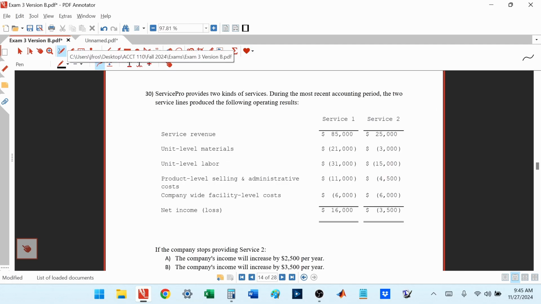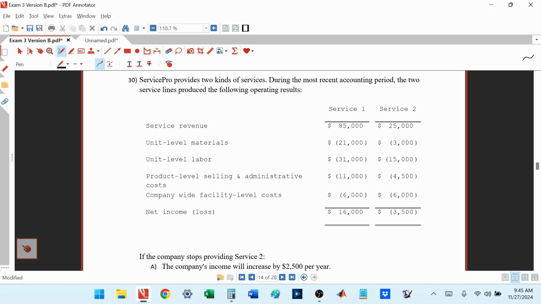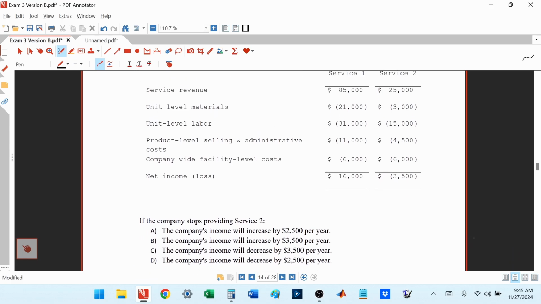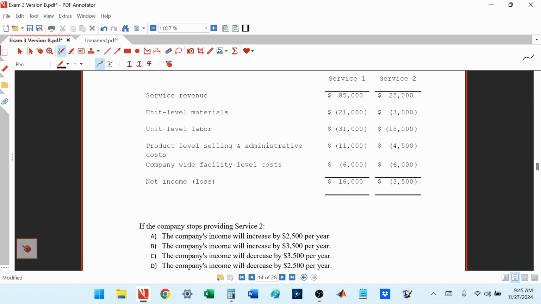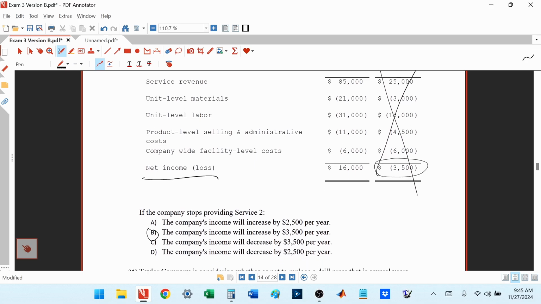30, Service Pro provides two kinds of services. During the most recent accounting period, the two service lines produced the following operating results. If the company stops providing service 2, what will happen to the company's overall net income? So it looks like service 2 is currently operating at a $3,500 loss. And so it looks like if we nix service 2, then the overall company income will go up by 3,500. And you would say, oh, it must be B.